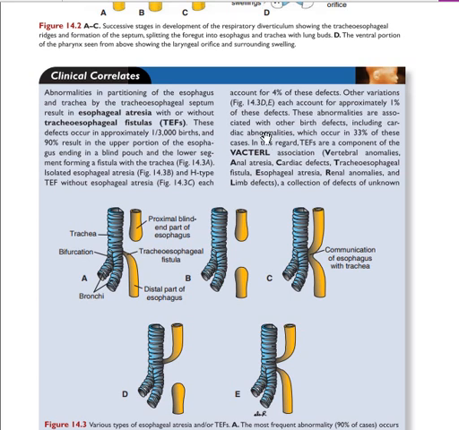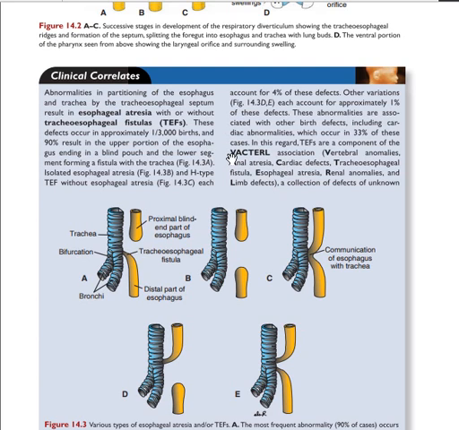and that mnemonic is VACTERL. These are the sequence of associations with tracheoesophageal fistula. The first is V for vertebral abnormality, A for anal atresia, C for cardiac defect, T for tracheoesophageal fistula, E for esophageal atresia, R for renal abnormality, and L for limb defect. Those are the different elements involved in the associations of tracheoesophageal fistula.